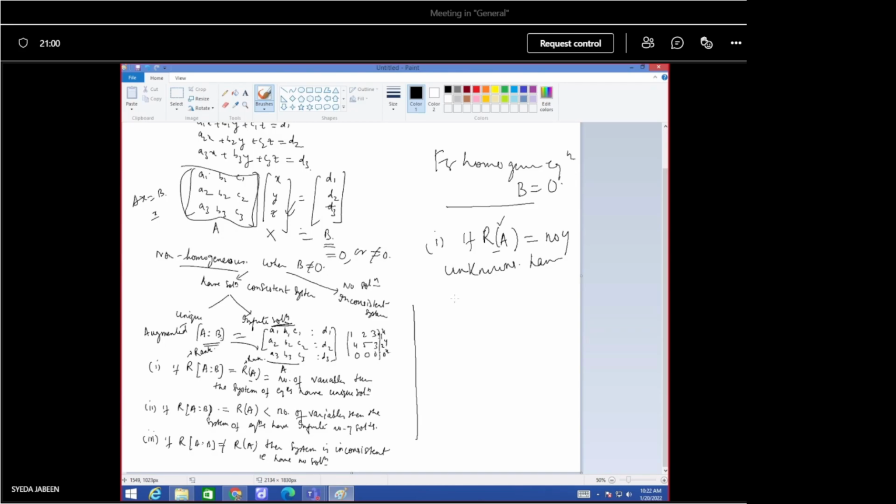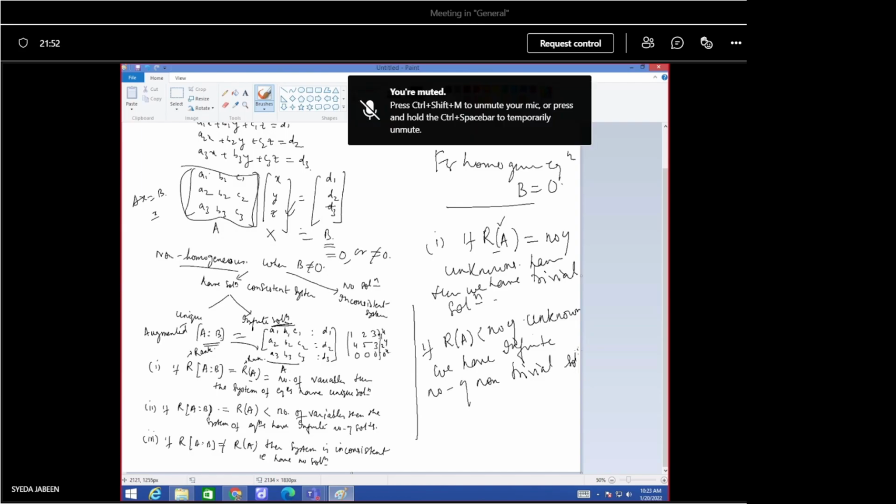Trivial solutions are zero solutions. So I'm writing trivial solution. And if the rank is less than the number of variables, there are infinitely many solutions. And what is the nature of the solution? Non-trivial. So this will be clear if you do the examples. So this is your theory.